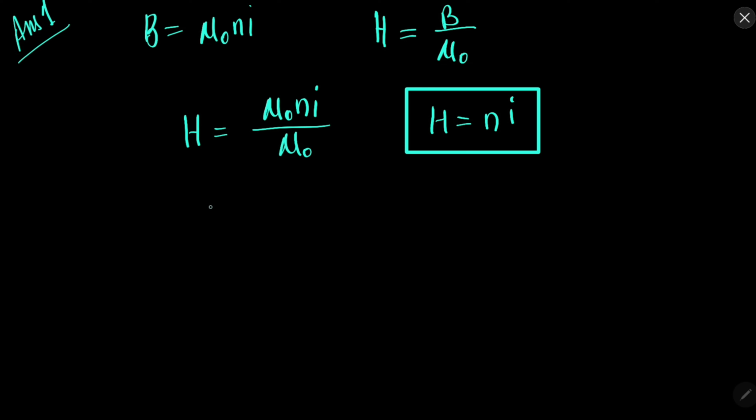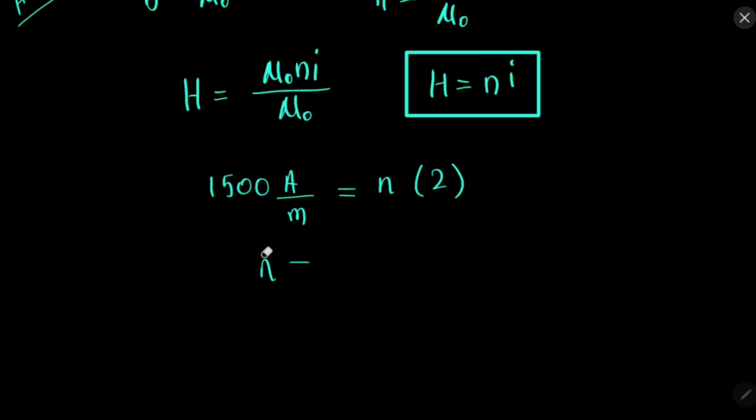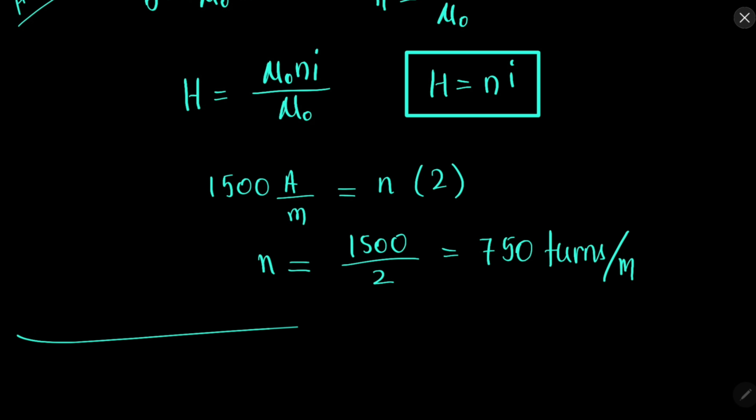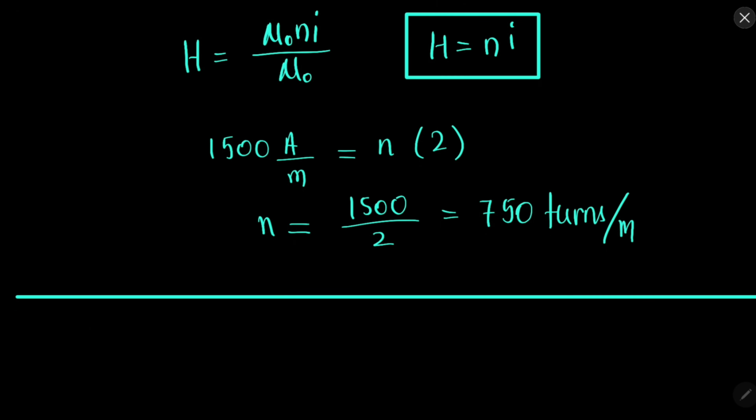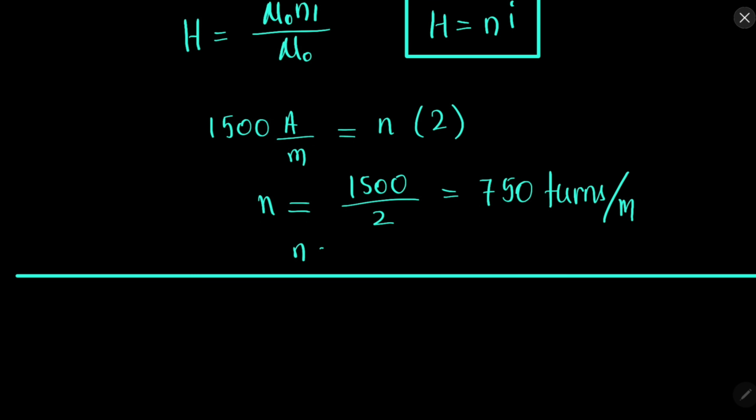First of all, it is given to us that H is 1500 ampere per meter. Now N is unknown and current is given, 2 ampere. So from here N will be equal to 1500 over 2, that is 750 turns per meter. And if you want to find in centimeter, N will come out to be 7.5 turns per centimeter.